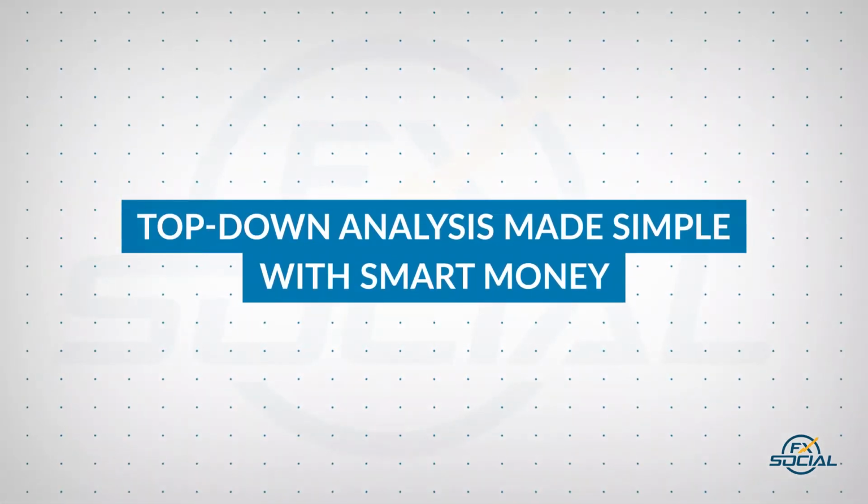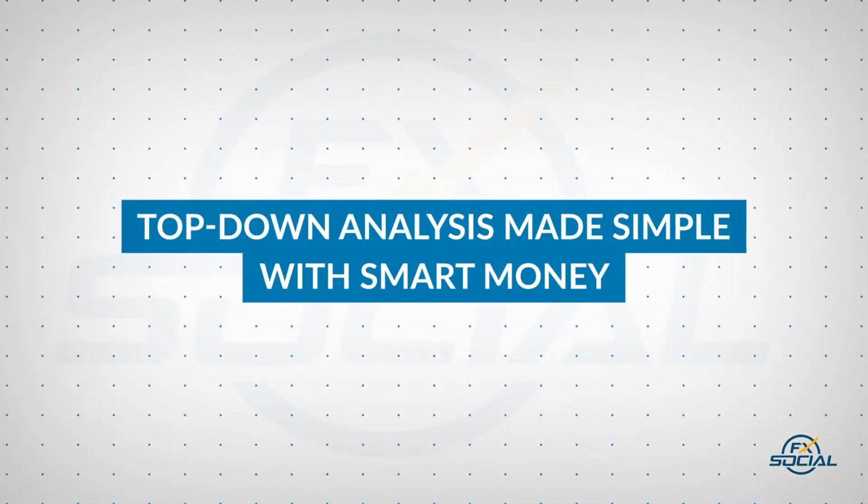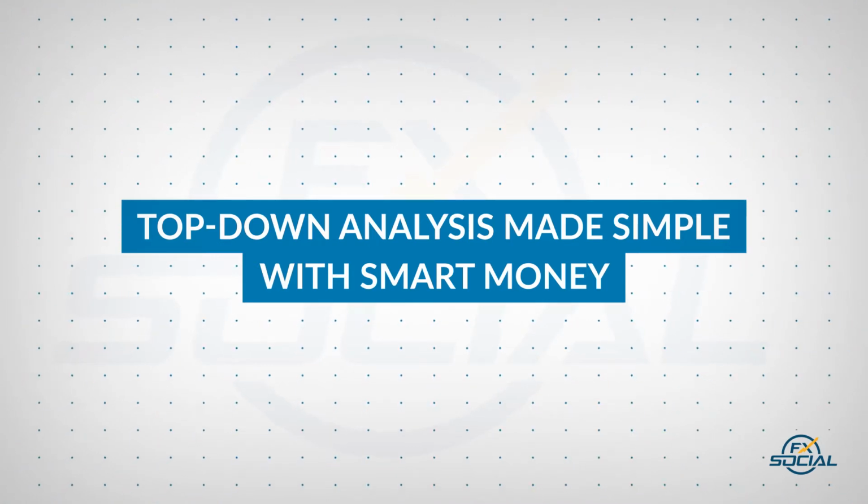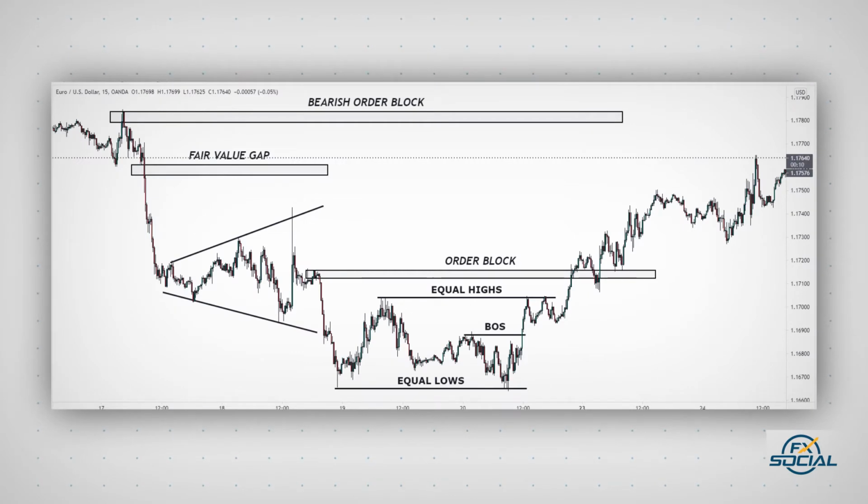Top-down analysis made simple with smart money. Welcome to the last of the series. Remember, order blocks occur on all time frames. Large institutions and banks are basing the majority of their trades on the higher time frame charts. Their orders are so large that many times they need to be split up into different blocks.